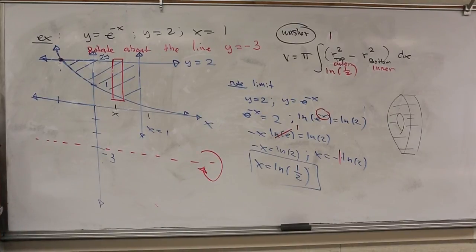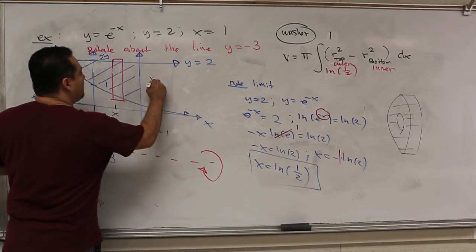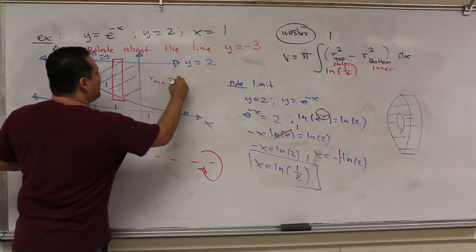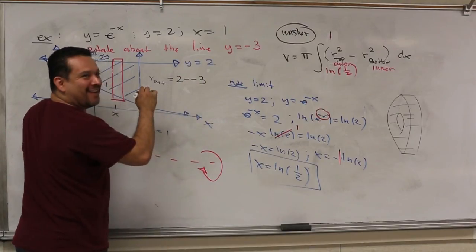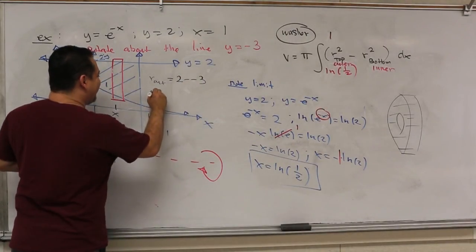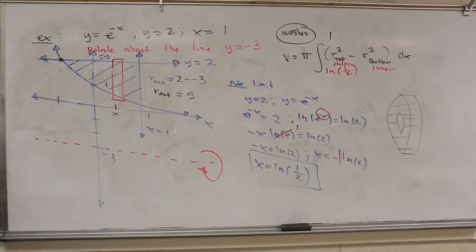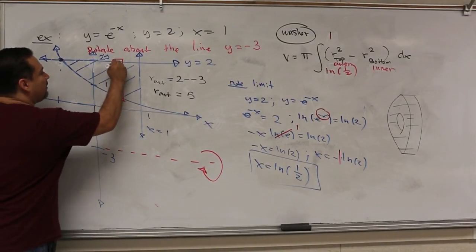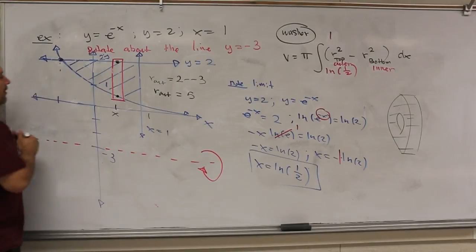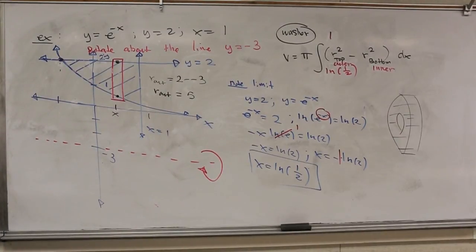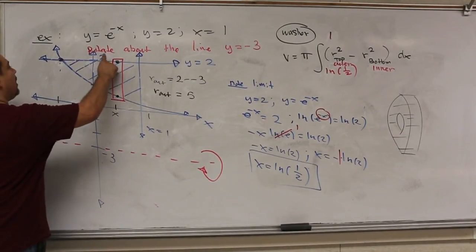You guys already know? What is the outer radius? Why is the outer radius here, R out, going to be 2 minus a negative 3? Why is it 5? Can anybody tell me why it's 5? Remember, you find an x value, right? You've got the top point and you've got the bottom point. What is it?